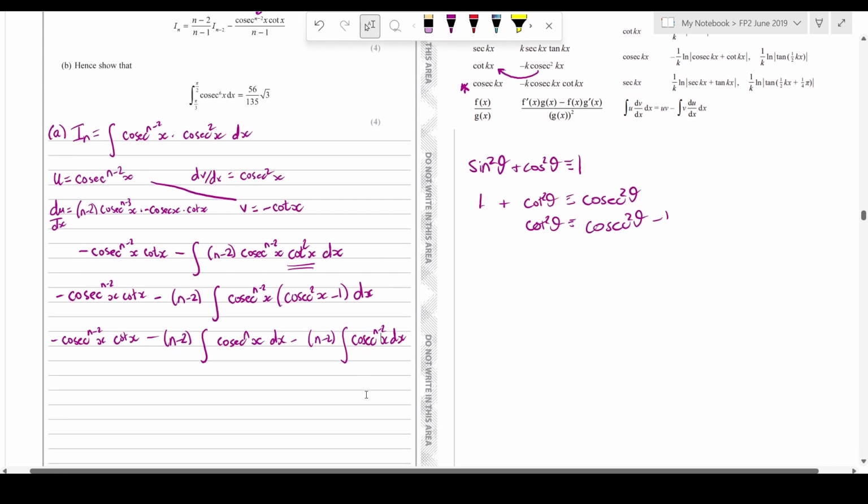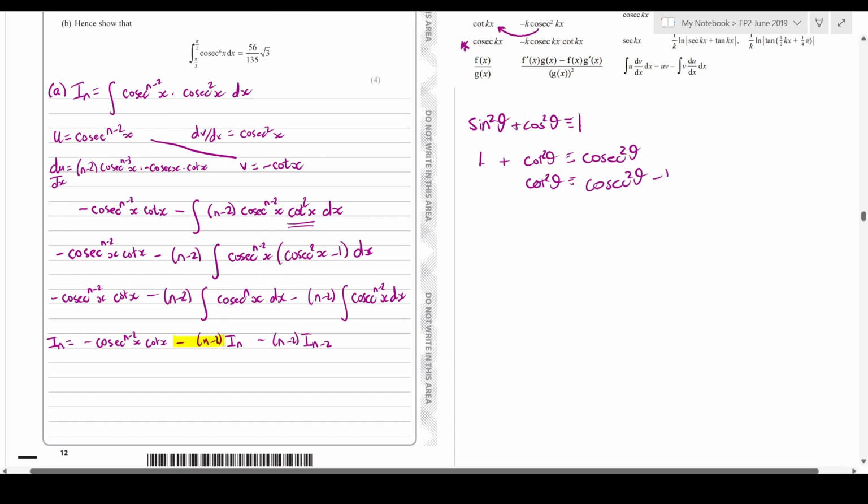And now we can rewrite this. This whole thing was equal to I_n, as I just applied integration by parts to it. So we've got minus cosec to the n minus 2 of x cot x minus n minus 2 times I_n right there, plus n minus 2 times I_n minus 2 right there.